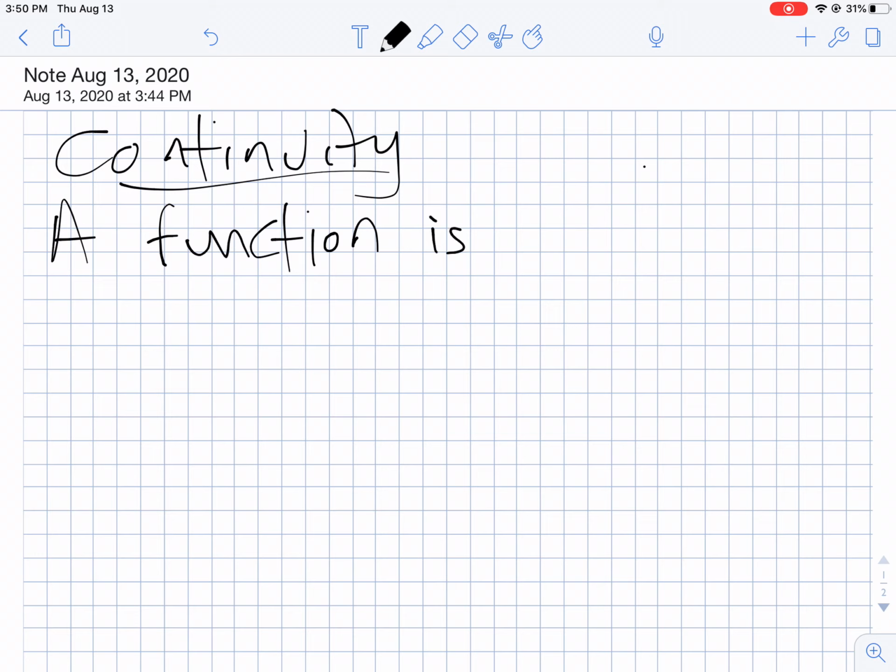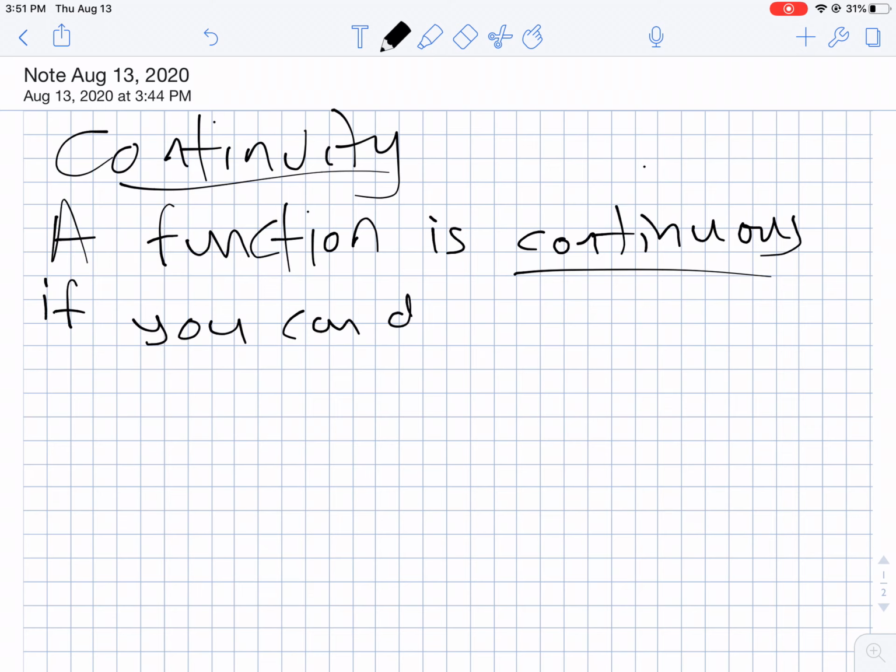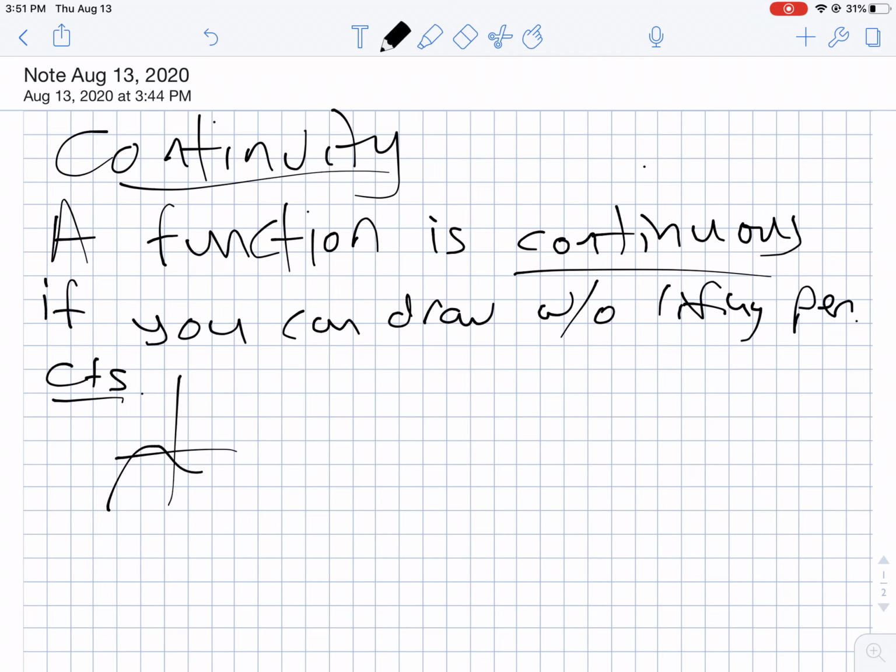So we're going to say a function is continuous if you can draw it without lifting your pen or pencil. Draw without lifting your pen. Okay, so here are examples of functions that are continuous, which a lot of times I'll abbreviate as CTS. So if you have a normal curvy function like that, that's fine. That's continuous, right? I can draw that whole function.